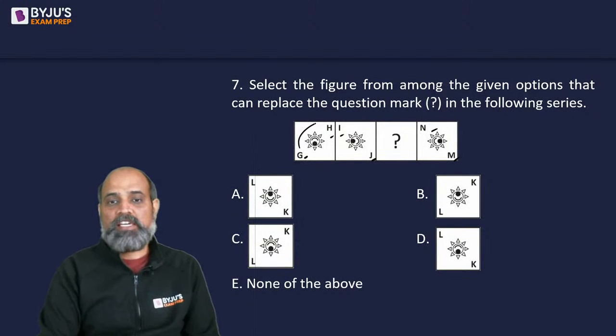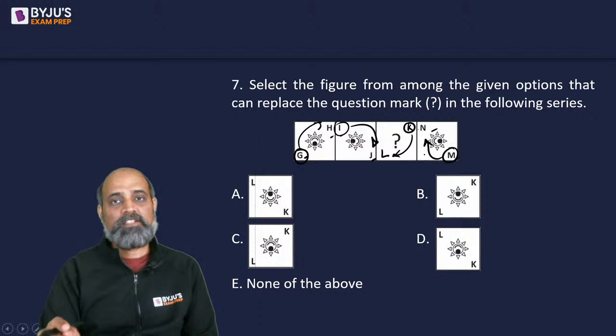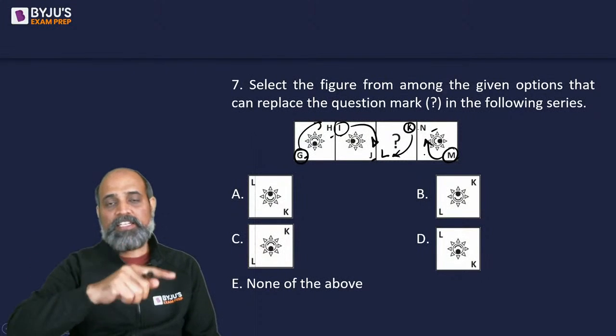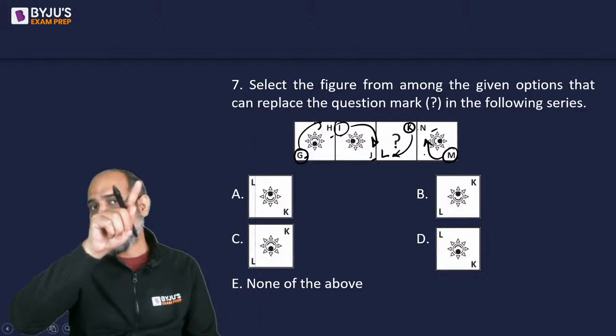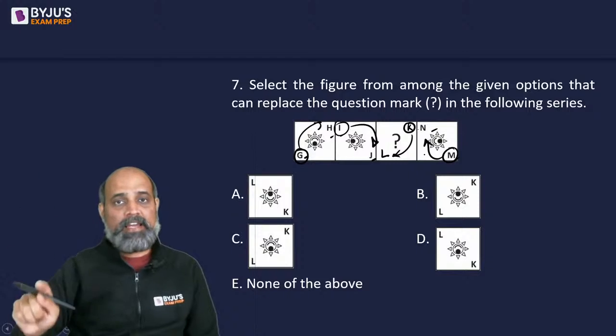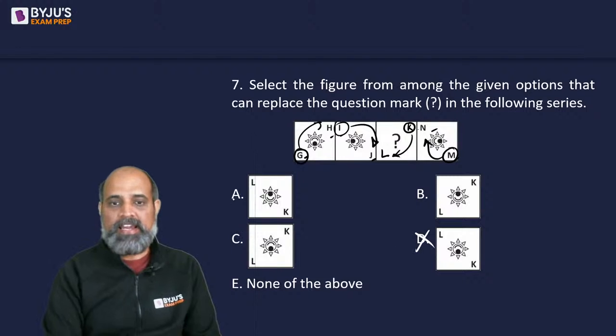So if you look at G, H, I, J, diagonally they are moving. So G is currently here, I is here. Then K should be here, so that KL will make sense, and then MN will make sense. So the initial letter of the pair of letters we have is moving along the corners in the clockwise direction, right? So G, I, K and M. So using this, we know that D and A can't be our answer.